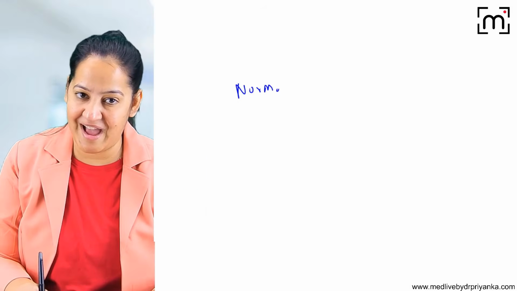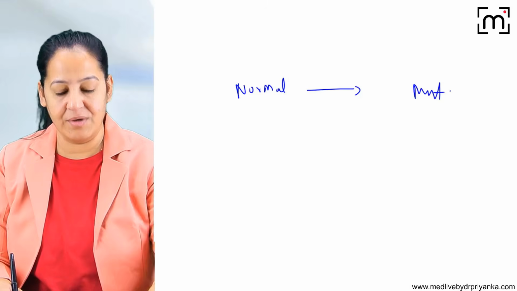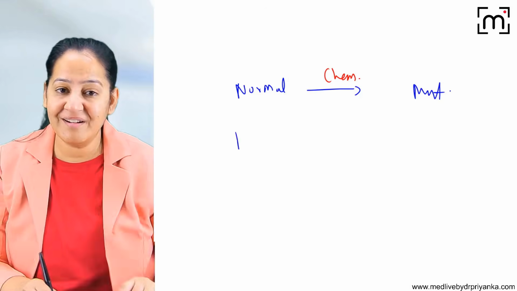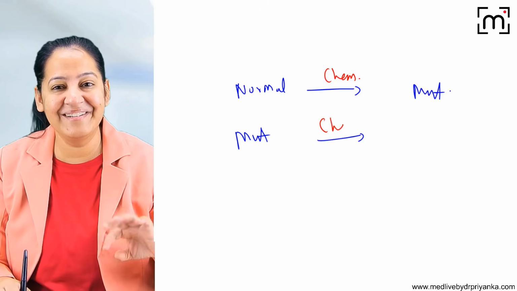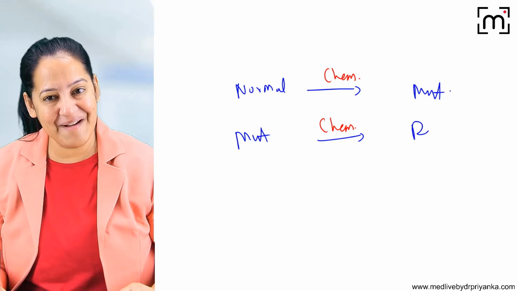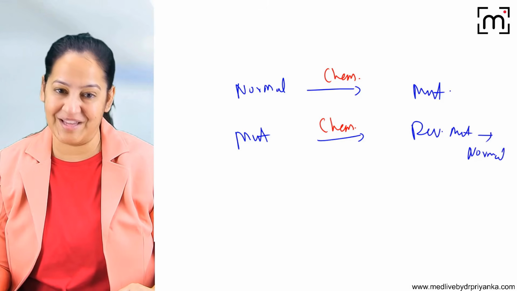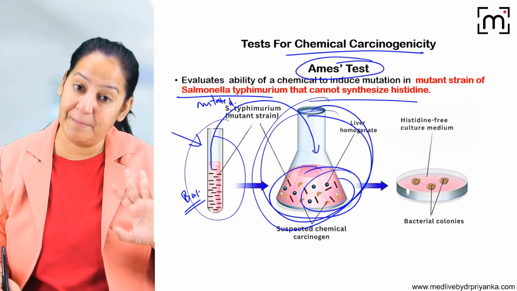So if the bacteria have the normal DNA, the chemical will cause the mutation. If you are exposing it to the chemical, it will cause the mutation. But here it is already a mutated bacteria. So basically the chemical will reverse the mutation, and it will become normal again because of exposure to the chemical. So you are taking a mutated bacteria and exposing it to the chemical, and the mutation will reverse.